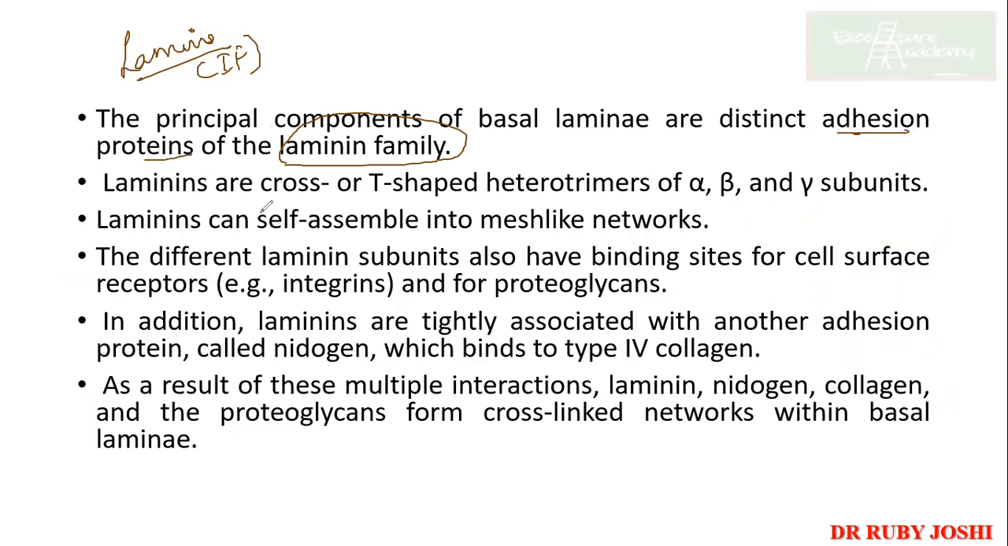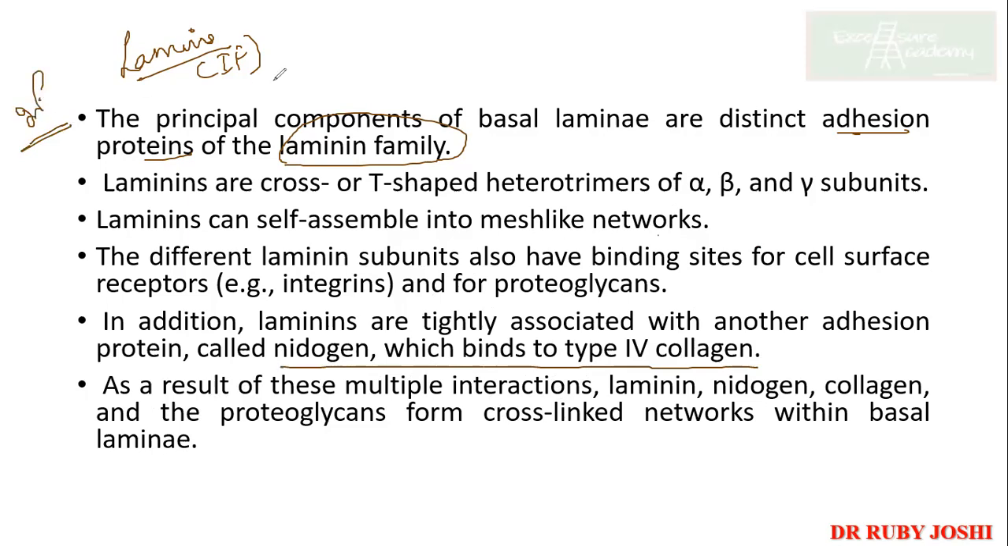Now, laminins are cross or T-shaped heterotrimers of alpha, beta, gamma subunits. They self-assemble into mesh-like networks. The different laminin subunits also have binding sites for cell surface receptors. Like, it can bind to your integrins, it can bind to your proteoglycans. Now, they are tightly associated with another adhesion protein called nidogen, which binds to type 4 collagen. This is also important. This slide is important, please.